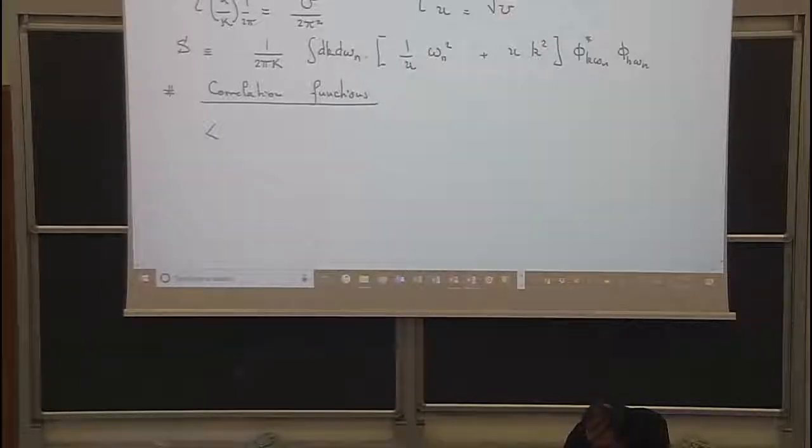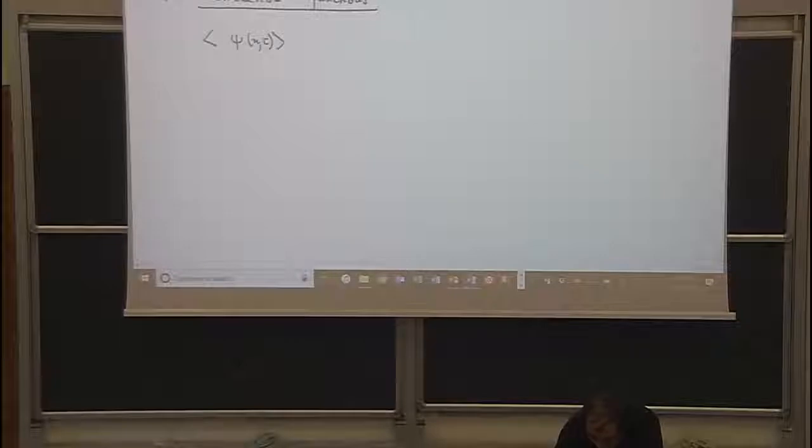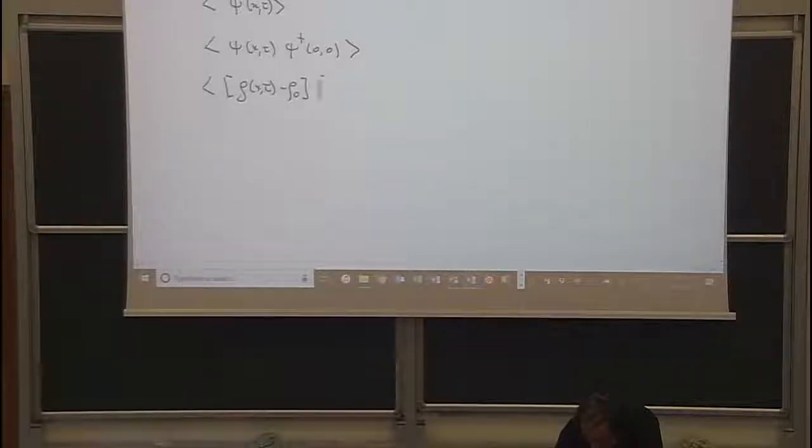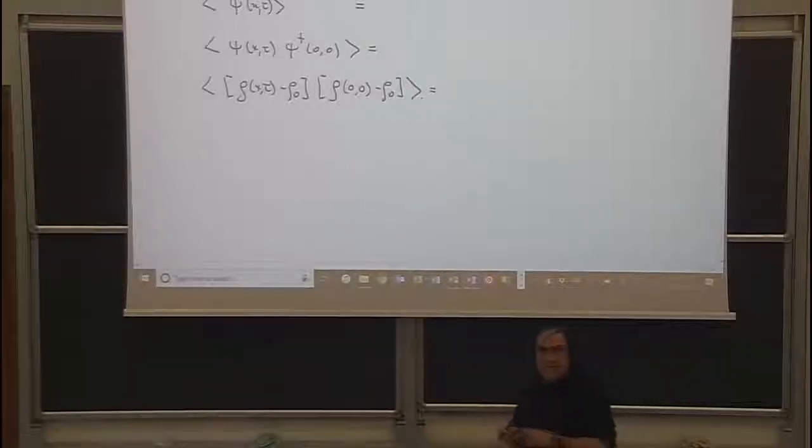So the first thing to compute is, of course, the average of the bosonic field, psi of x and tau, to know if we have a true superfluid. But then we can compute psi of x and tau, psi dagger of 0, 0, which consists in creating a particle at point 0 times 0 and destroying it at point x and time t. And we can compute the fluctuations of the density, rho of x and tau minus rho 0 times rho of 0, 0 minus rho 0. And these three correlation functions will give us information on the physics of our system.